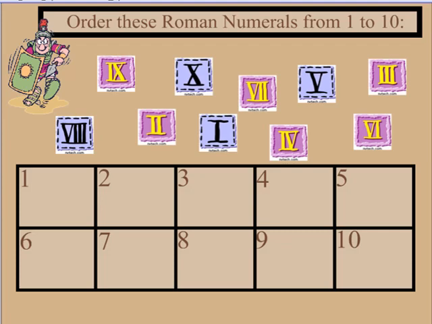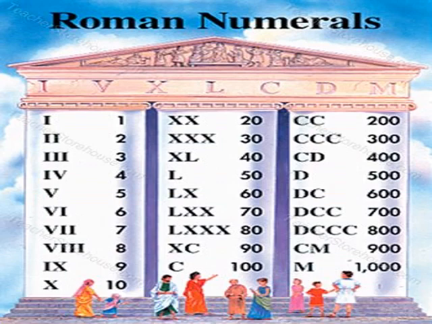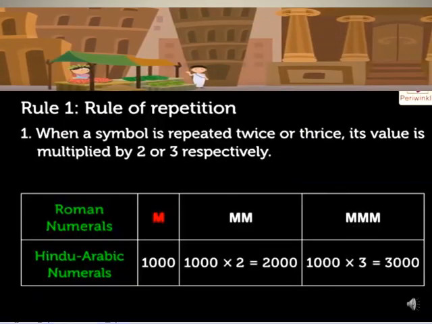Order these Roman numerals from 1 to 10. Let us learn each rule one by one. Rule number 1: rule of repetition.